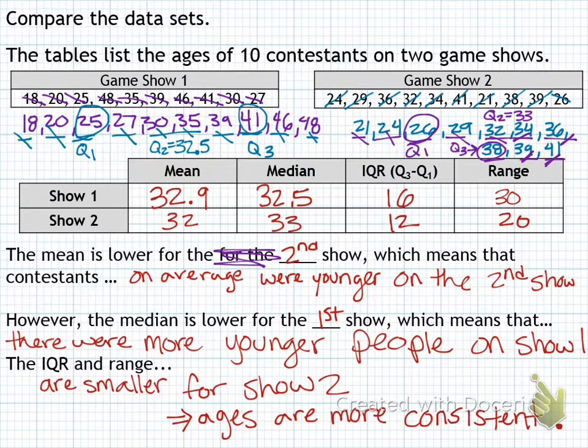And we can see that kind of clearly with the actual data too, right? So it goes from 18 to 48 for show 1, so that's pretty spread out. And then for show 2, it's just between 21 and 41, so not as dramatically spread apart.